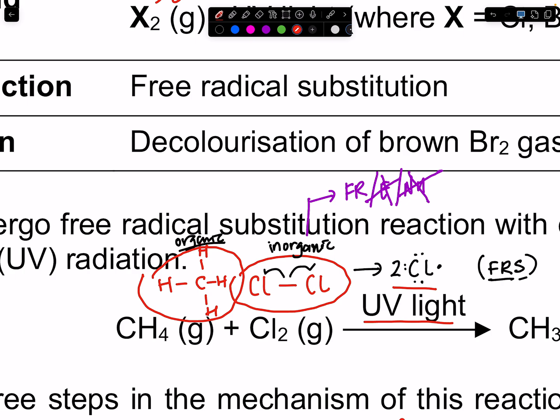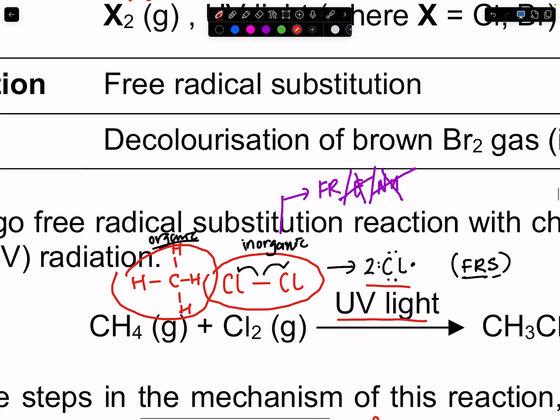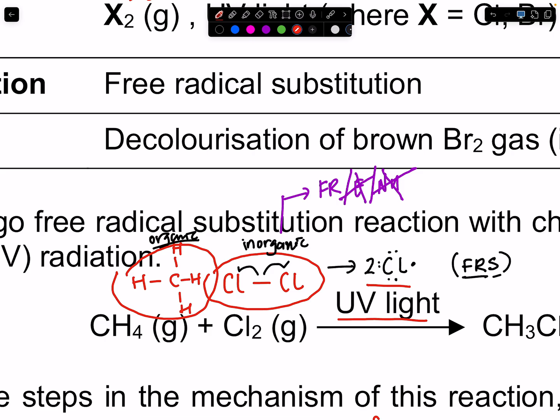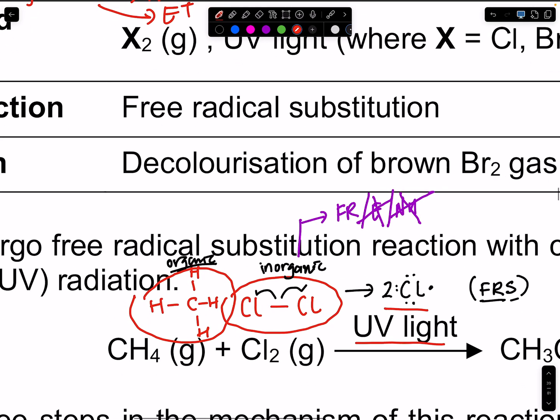Wait, I have a question. Why is the electron cloud of CH4 not affecting Cl? Because CH4 is not electron rich.